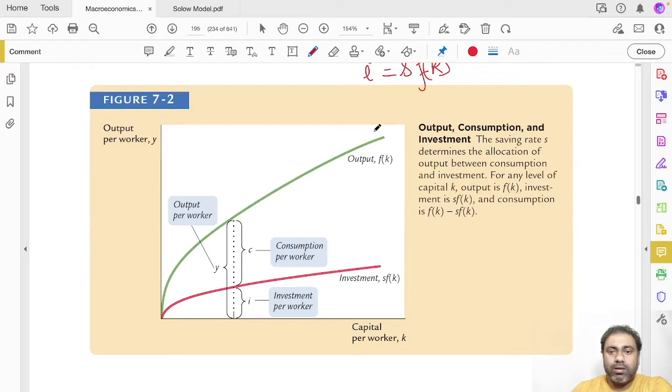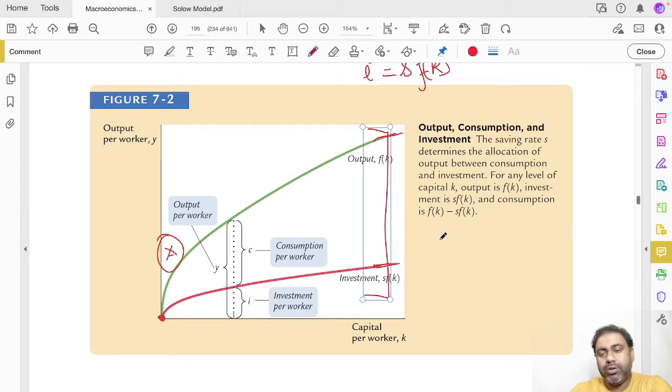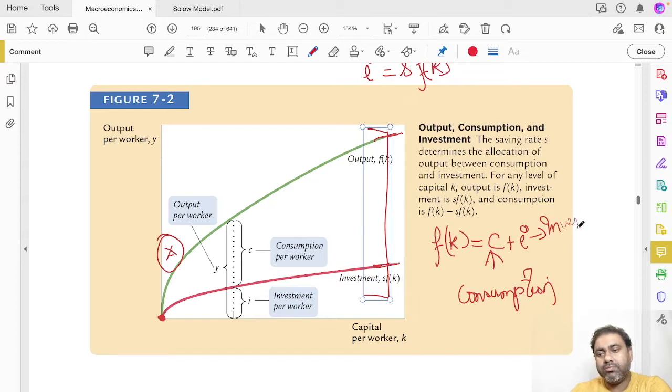So now you need to understand this graph. What does this graph show? This is your output, okay, and this is your investment. So this says that at any given point of time, your investment is going to be less than output. Why? Because we know F(K) is equal to C plus I, where C is your consumption, and I is your investment.